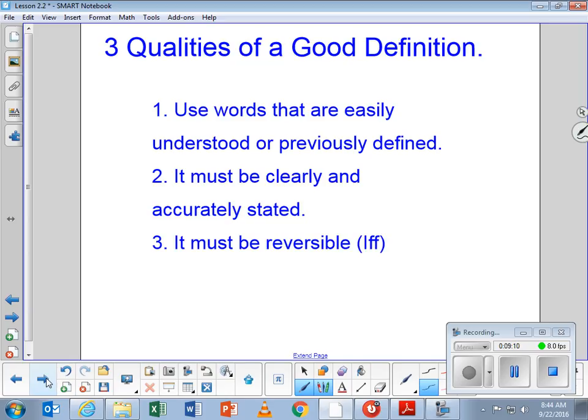It also has to be accurate. If I'm talking about midpoint, I can't be using words about parallel lines and transversals and throwing in other information. Okay? And 3, it must be reversible. You must be able to write the conditional and its converse, and they both be true. Okay? Must be reversible. Those are the 3 qualities of a good definition.